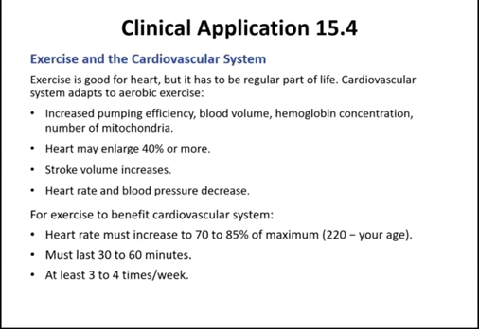Resting stroke volume will increase if you are athletic. Heart rate and blood pressure will decrease. To get overall benefit to your cardiovascular system by exercising, you need to increase your heart rate to about 70 to 85% of the maximum you can achieve. And there's the equation: you take 220 minus your present age. That's the heart rate you want to hit. And you must maintain that heart rate for 30 to 60 minutes.